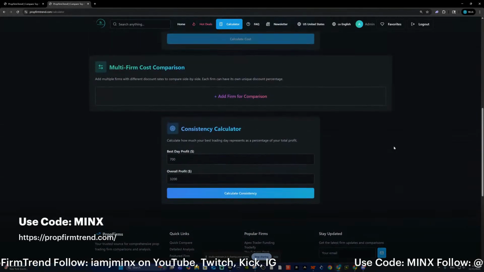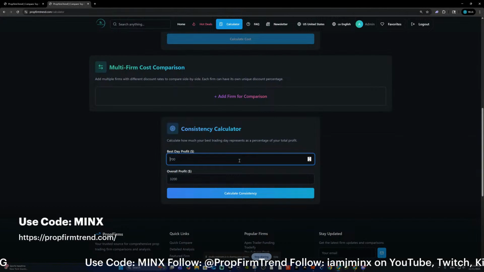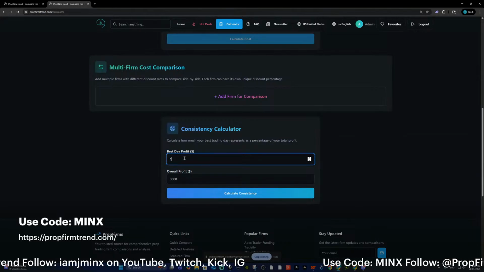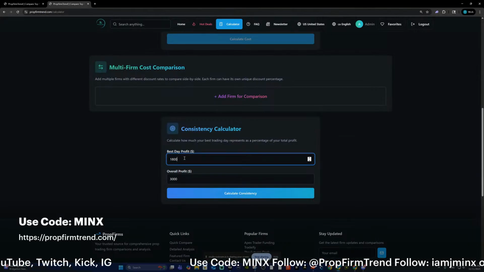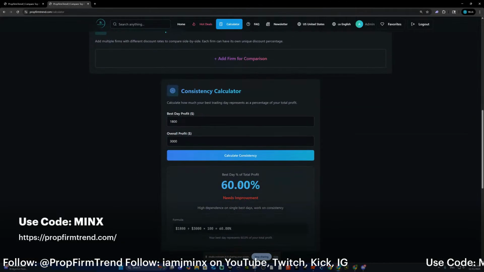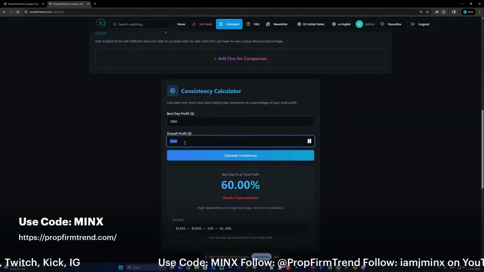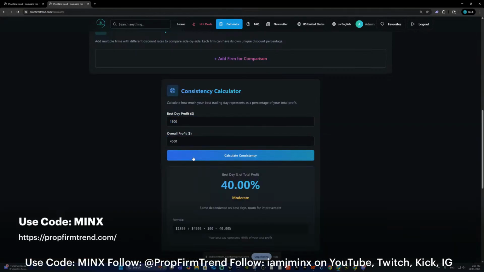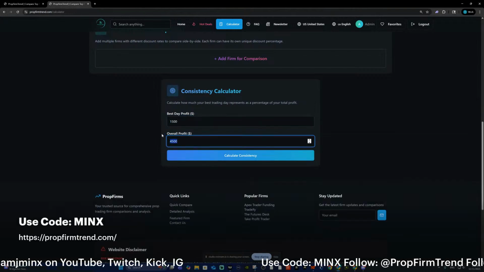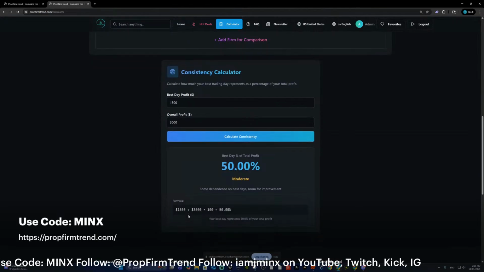So when I was talking about the consistency, for example, where Top Step has that 50%. Let's say that your overall profit is $3,000. And let's say you made $1,800 in one day, okay? You would be at 60%, which is over that best day percent of total profit. So either you would have to make more, let's say $4,500, and you would be under the 50%, or not have your best day go above 1,500 because it's going to be 50% or less. Okay, that's what that means.